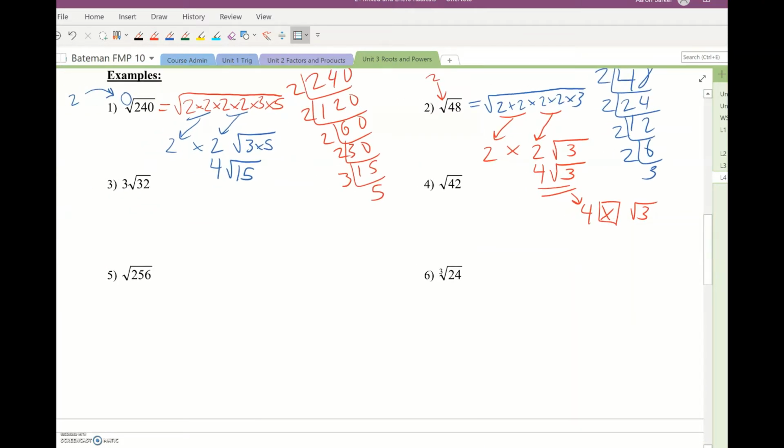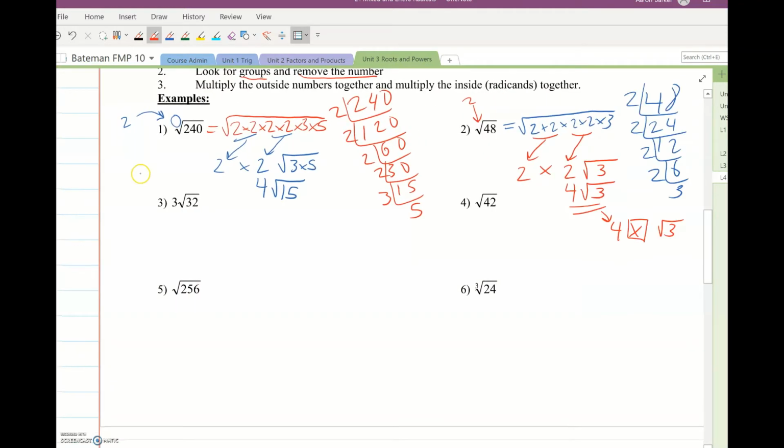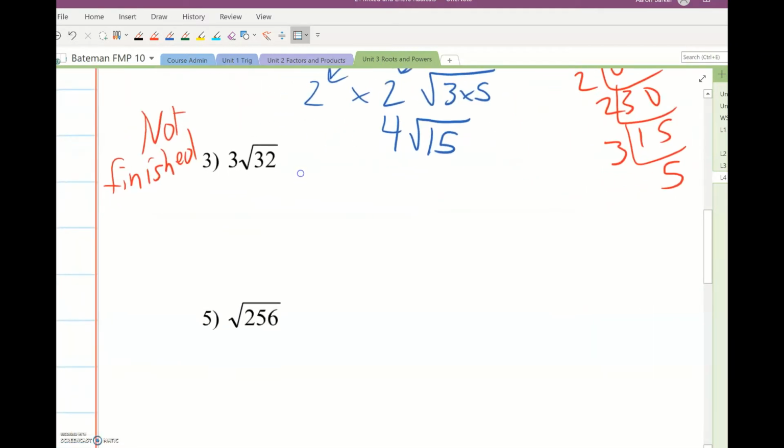All right. Number 3, it's done. No, it's not done. Okay, this is not finished. So you're going to get a question on a quiz or a test, and it's not finished yet. It's not in simplest form. So we have to simplify it. So let's just ignore the 3 for now and work on the 32. So here I have my 32, divide by 2, 16, divide by 2. Finish it, go.